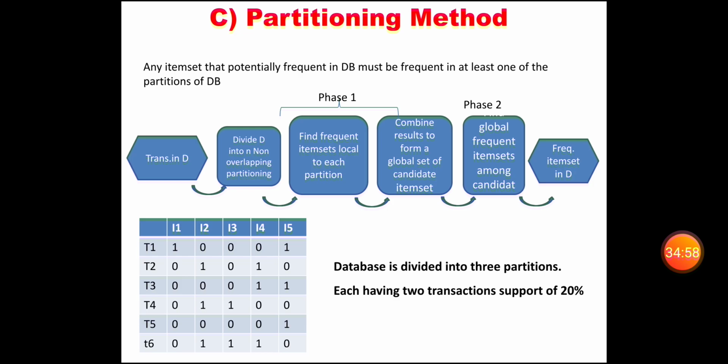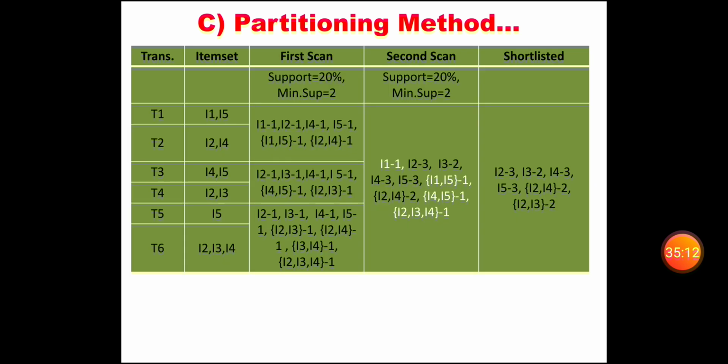So the content of T4 will be I2 and I3. The content of T5 will be I5 alone. The content of T6 will be I2, I3, I4. So these data will be taken here.